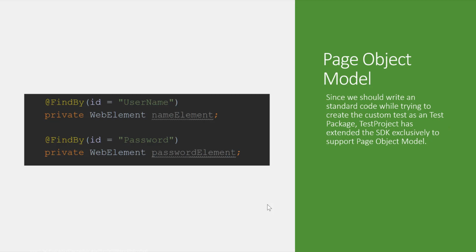And since we are going to write standard code while creating the custom test as a test package, TestProject has extended the SDK exclusively to support page object models. As you can see on the left hand side, we have a snippet of code which looks pretty much like how we do it in Selenium, just that this time we are using the web element and the find by attributes, everything from TestProject's IO package.